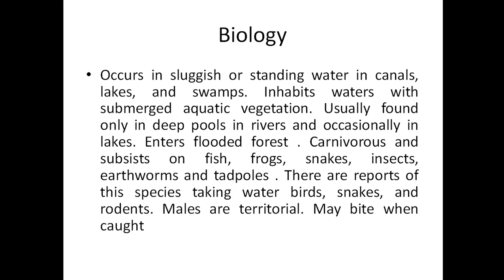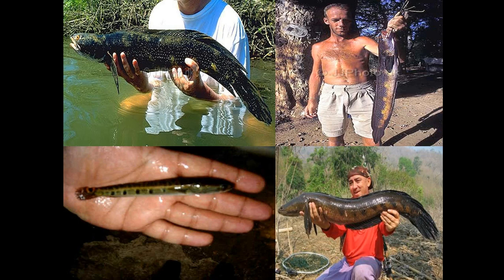Carnivore, it feeds on fish, frogs, snakes, insects, earthworms, tadpoles. There are reports this species can hunt water birds, snakes and small rodents which come for drinking water. It's one of the tasty fishes also, but they may bite when caught. So fishermen should be very cautious. Males maintain their territory. The young one to adult one, the blotches you can see, black blotches.